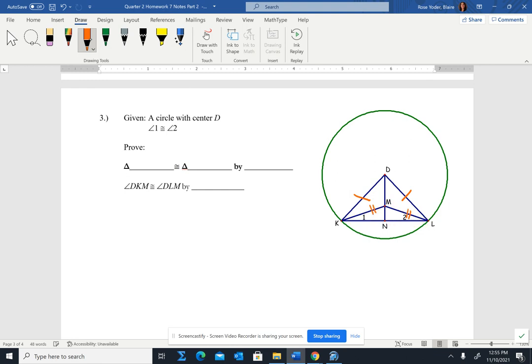That's only two matches, so we need one more thing, and we have a reflexive segment. So I think the triangles that we're going to be looking at are probably these two triangles. So we can say DM is congruent to itself by the reflexive property. So I just proved that triangle DMK is congruent to triangle DML by side, side, side.